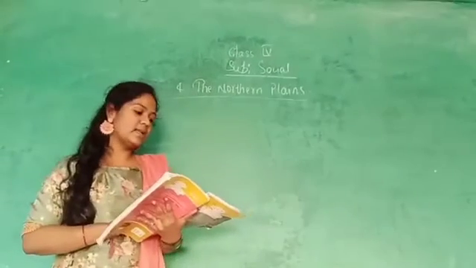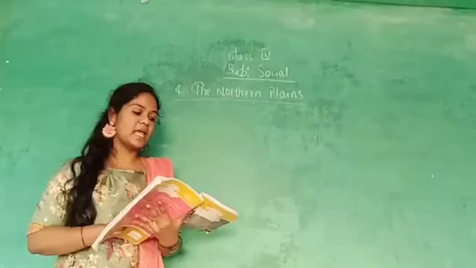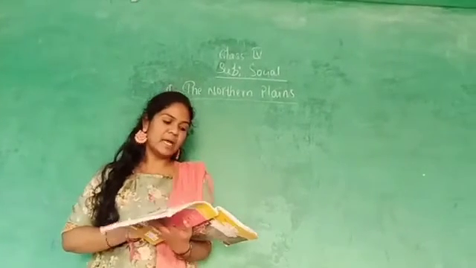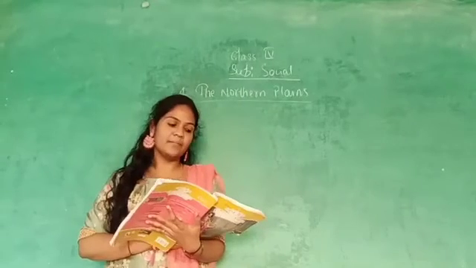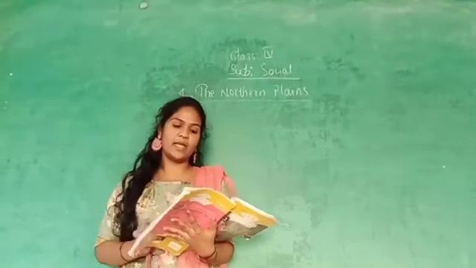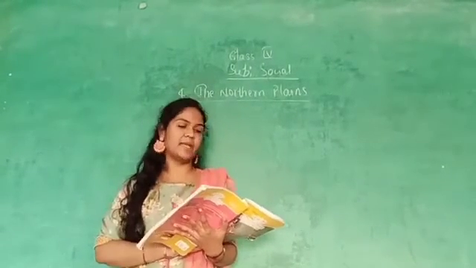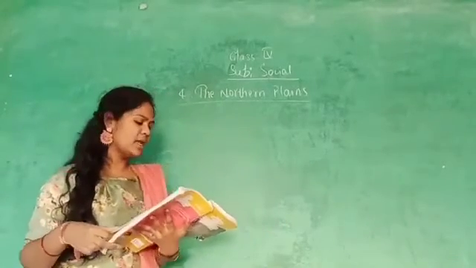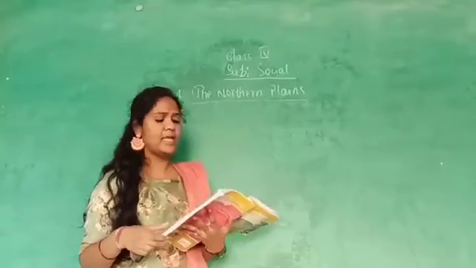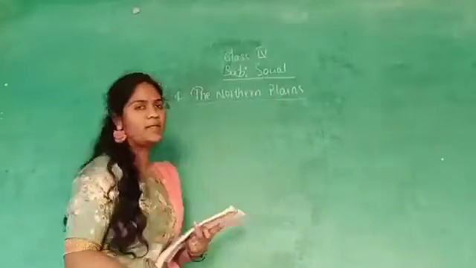Here we started the topic, life in the northern plains. We completed the states. Which states are located in the northern plains? Punjab, Haryana, Delhi, Uttar Pradesh, Bihar, West Bengal, Assam. These are the states located in the northern plains. We completed Punjab, Haryana, Delhi. Now I am going to start Uttar Pradesh.